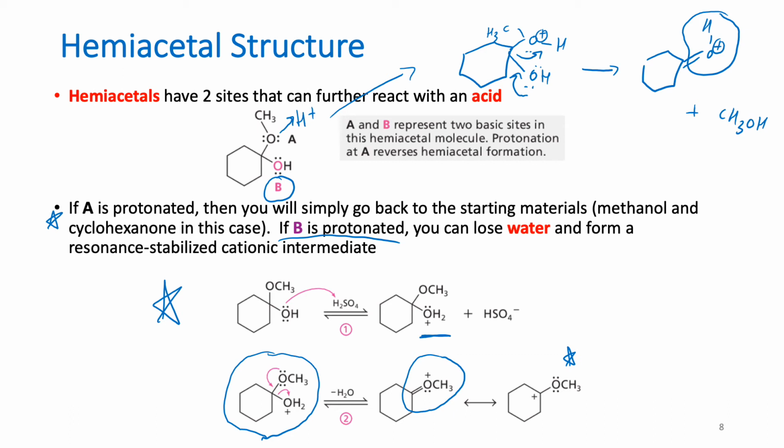So key takeaways from this slide is that in a hemiacetal, there's 2 sites of protonation. One would be the ether, in which you just go through an unproductive pathway where you regenerate starting materials. Or if you were to take the hydroxyl group in B and protonate it, you can actually lose water and then do further chemistry.